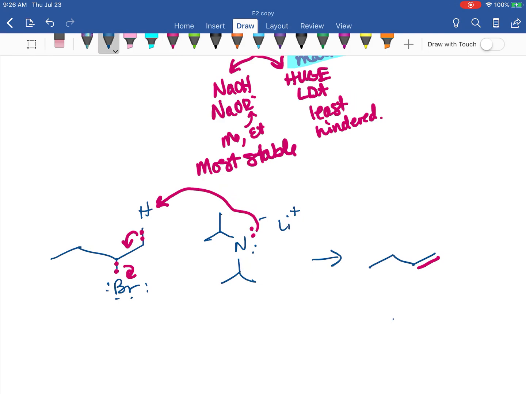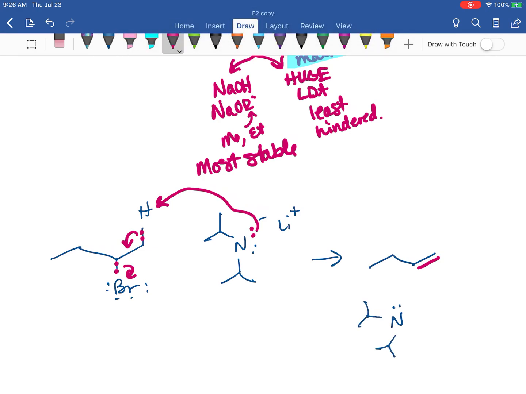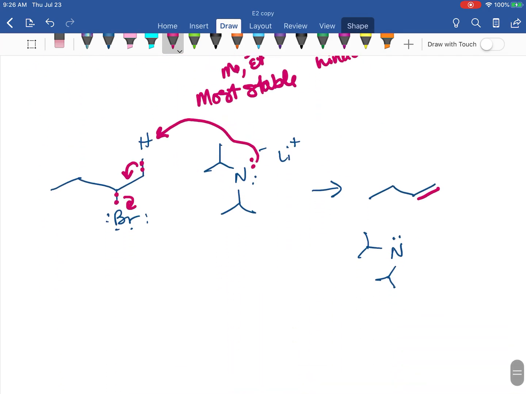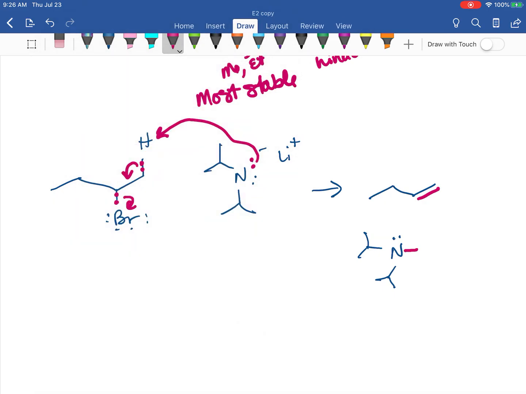What happened to our base? We still have our isopropyls on there. And we just, what just happened to my pen there? Okay, there we go. We just formed this bond and left behind lithium bromide. Okay, remember this is our matching solvent. That is our conjugate acid to our base, and it's also our solvent.